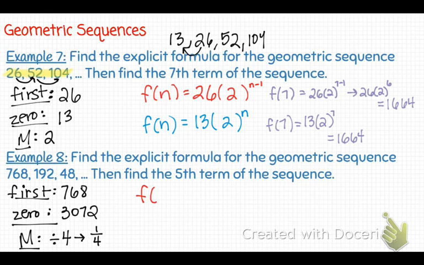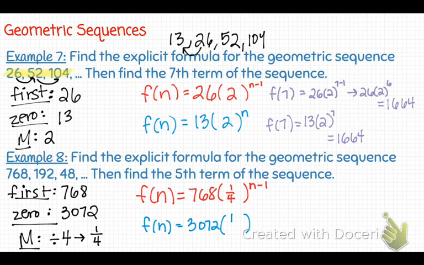So I have f of n equals, what is my formula using the first term? Good, 768, and what goes in my parentheses? Good, and what's my exponent? Beautiful. What about for my 0 term? F of n equals 3072, 1/4, raised to the n power. Now, which term am I looking for this time? I'm looking for the 5th term.